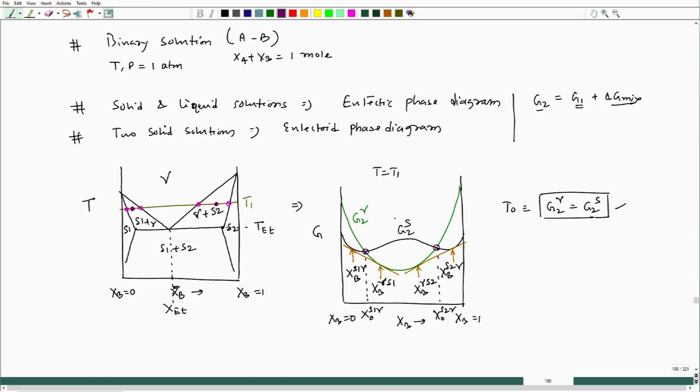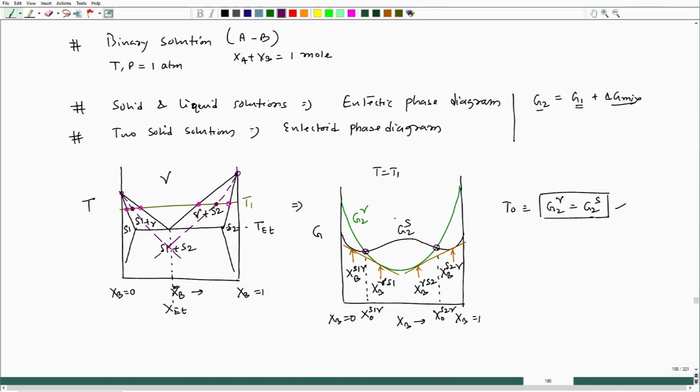Like that, if you change the temperature and keep drawing these free energy composition diagrams, you can make a dotted line connecting all those T naught points. If I do that, you will see that it will actually merge with the transformation point in the pure conditions. Here also I can do it like this. So, these two dotted lines will merge at one point, just like the liquid case.